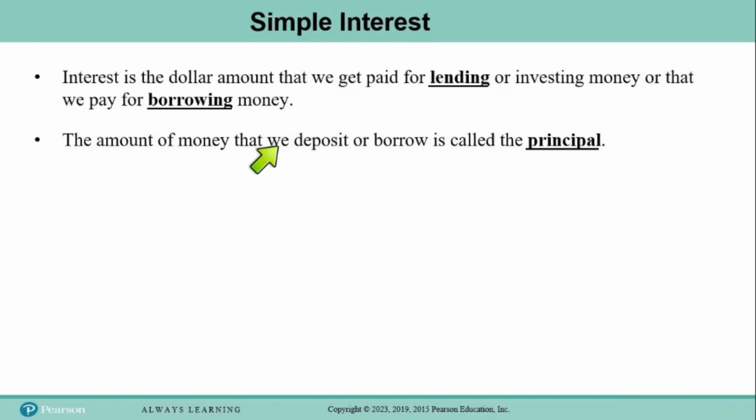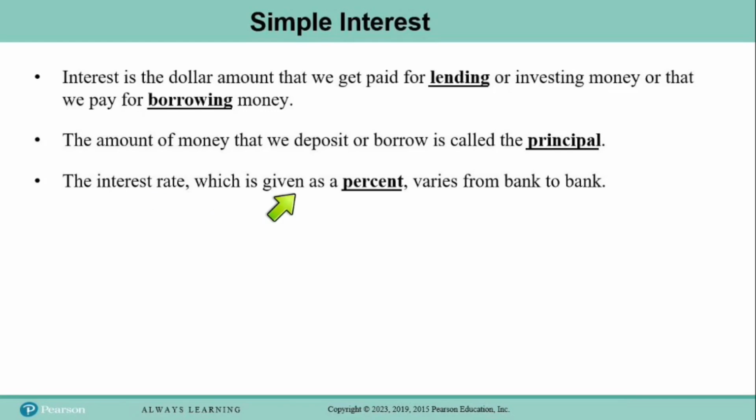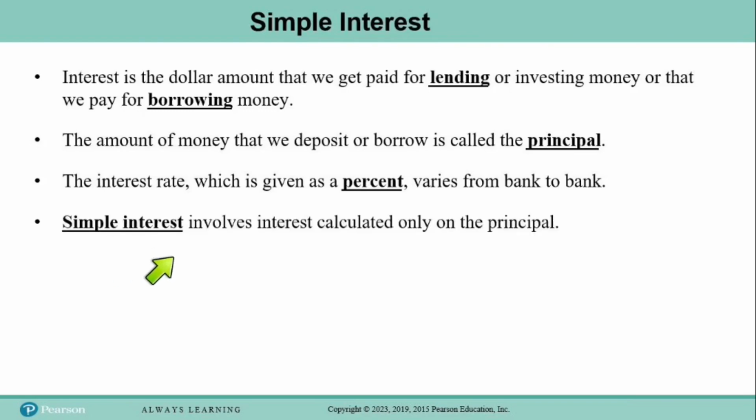The initial amount of money that we deposit or borrow is called the principal. The interest rate, which is given as a percent, varies from bank to bank, and it goes up and down depending on what the economy is doing. Now, there's more than one kind of interest, but what we call simple interest involves interest calculated only on the principal. In other words, with simple interest, you don't earn interest on interest. That's called compound interest, and we'll look at that in the next section. But in this section, we're only talking about simple interest, which only involves interest calculated on the principal itself.